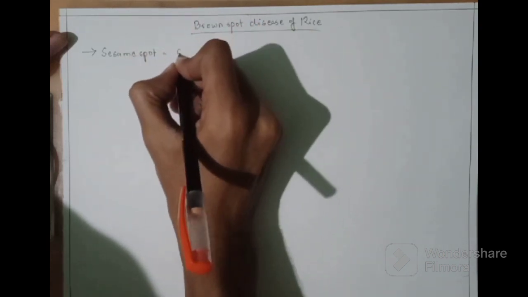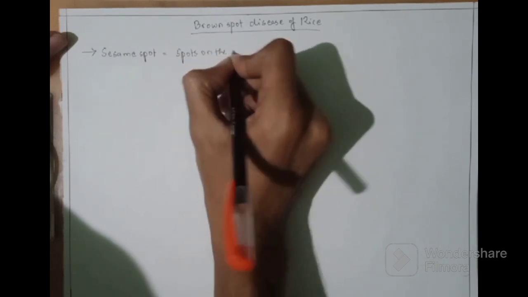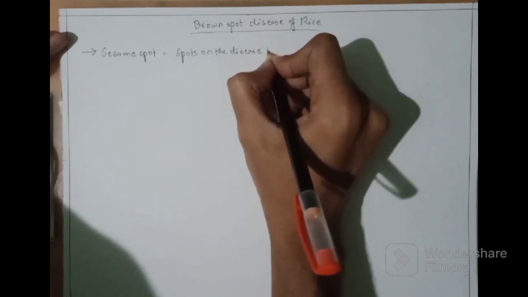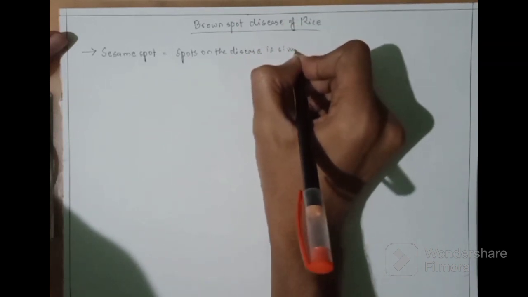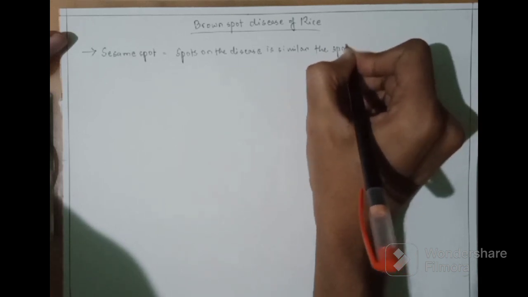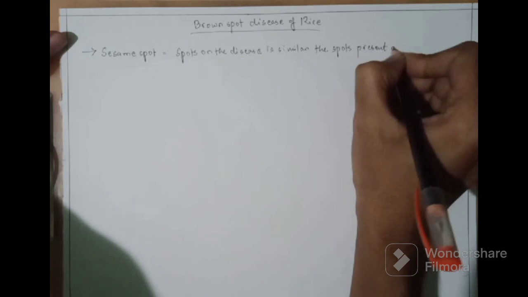the spots on the sesame plant caused by the same disease are similar to the spots present on the rice.